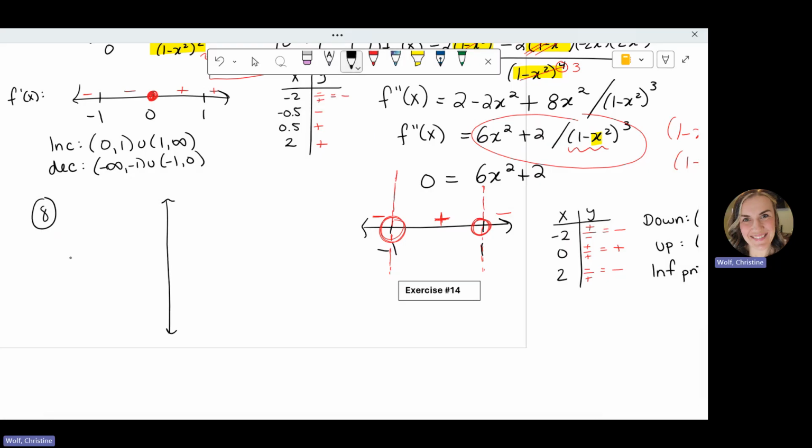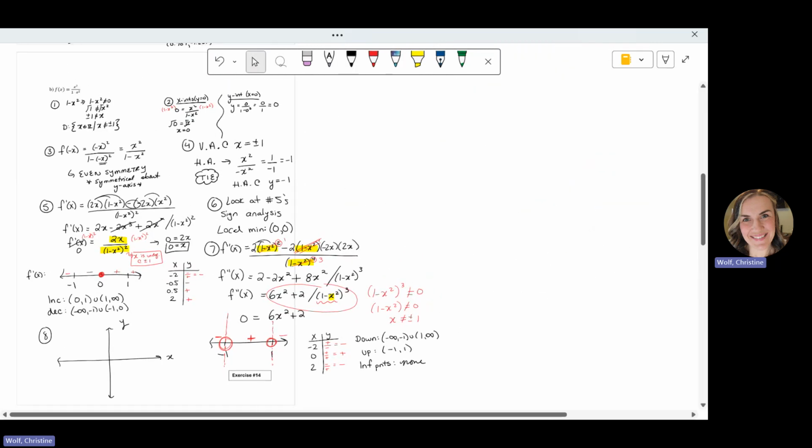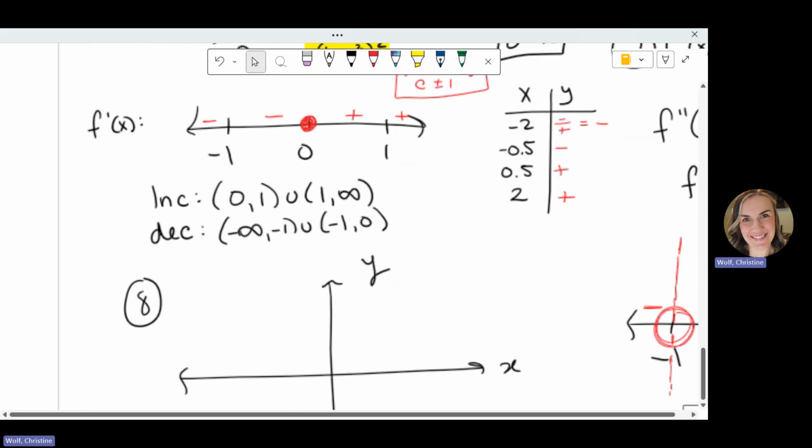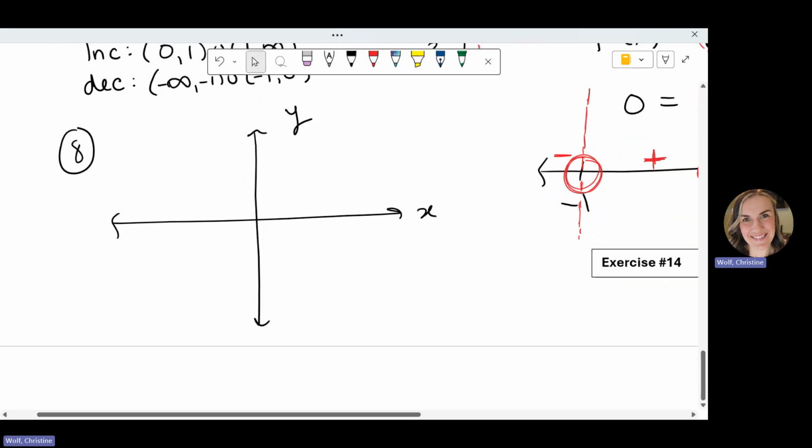Now, believe it or not, we did all of this work, all of these steps, and we actually only found one point. If we go back and look at our x-intercept, our y-intercept, and our local min, those are the only actual points we found, and they're the same. We've only found one point. Okay, so we're going to have to rely on the other stuff to make sure we graphed it right. I do know I have asymptotes though, so I can draw those in.